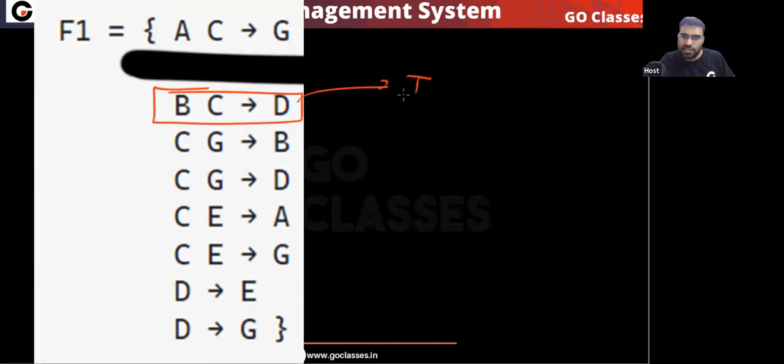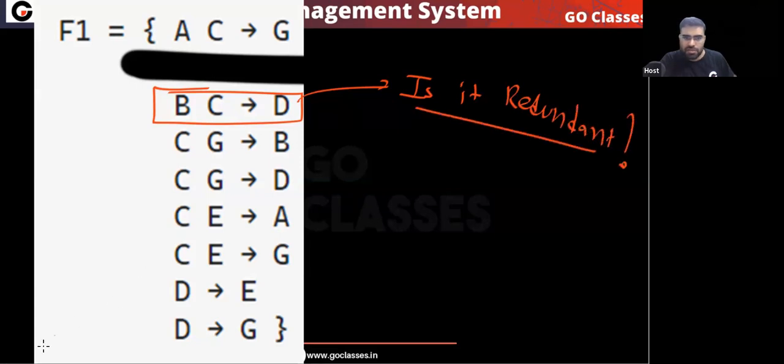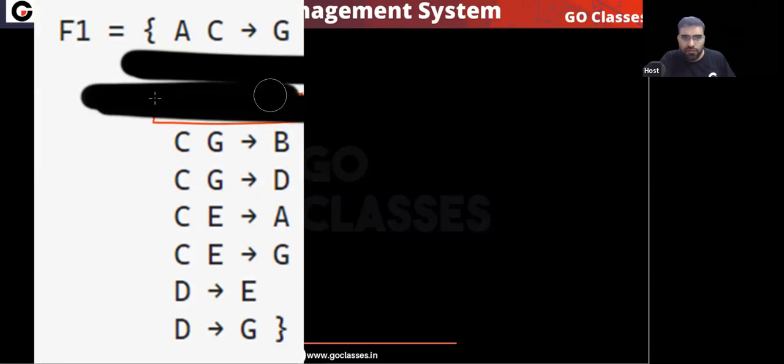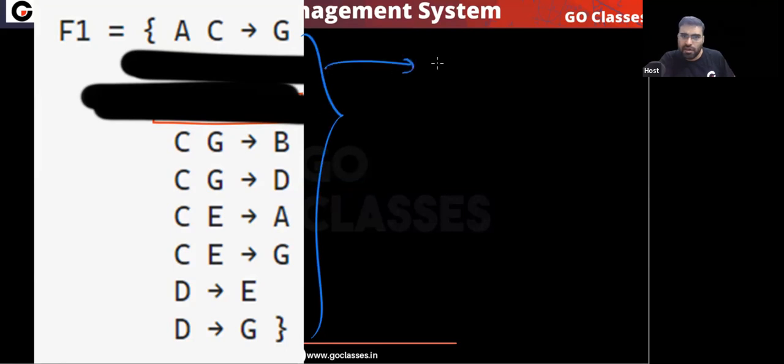I am asking, is it redundant? This is the question. So tell me, is this redundant? What will you do? First you tell me what method you will apply. First you remove this. Now you check. Now what do you do?